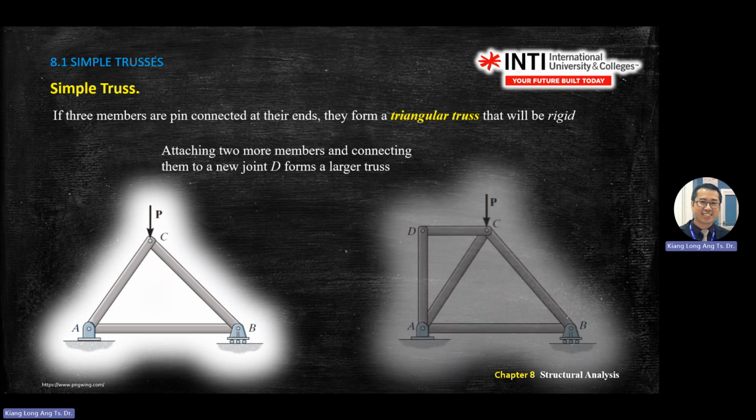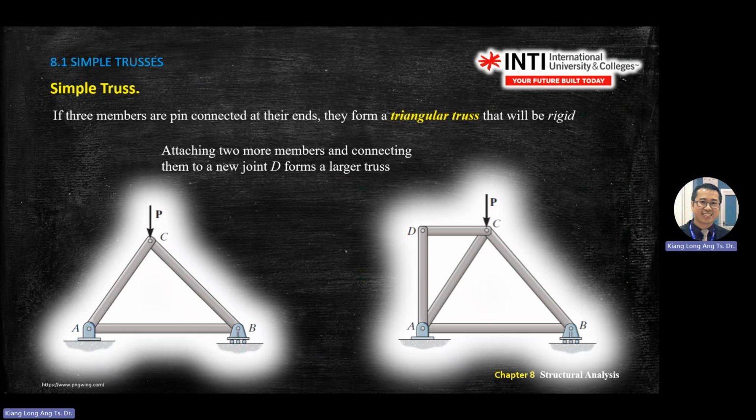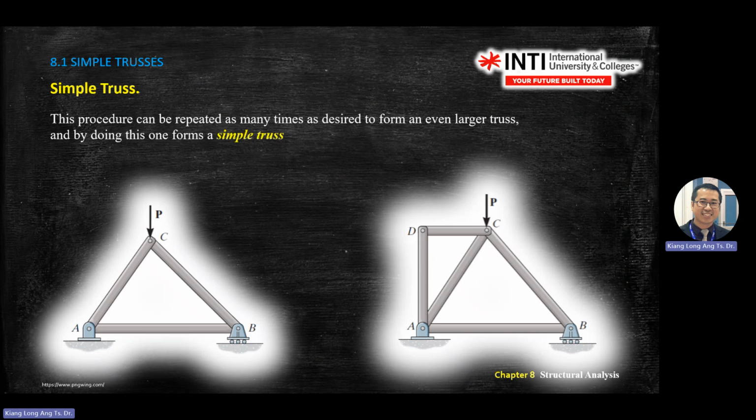Okay, so attaching two more members and connecting them to a joint D forms a larger truss. So you can extend this triangle into another form like this one. You recreate one more new point D by two more members. This is another strengthening mechanism to distribute the load. You can repeat this as many times as you want to make the structure stronger and stronger.